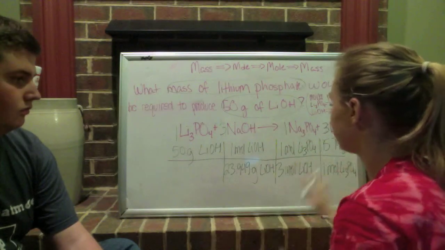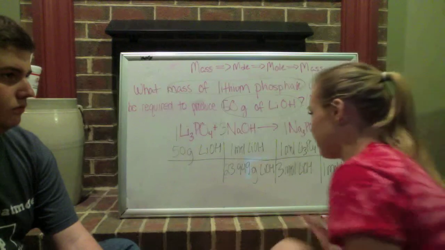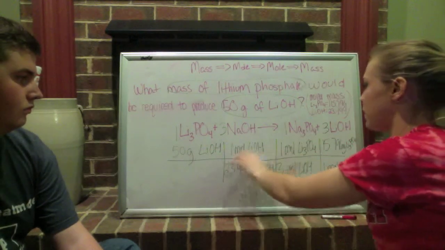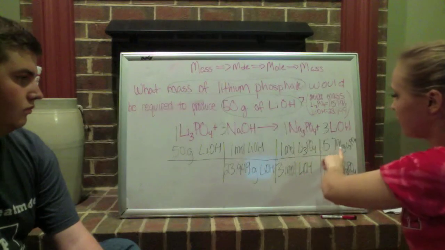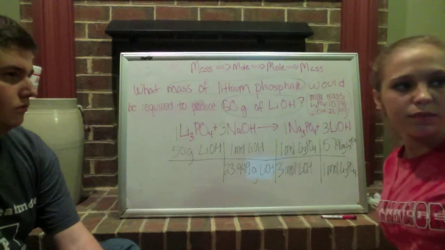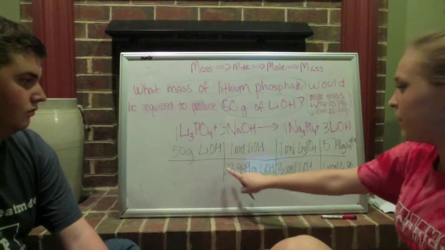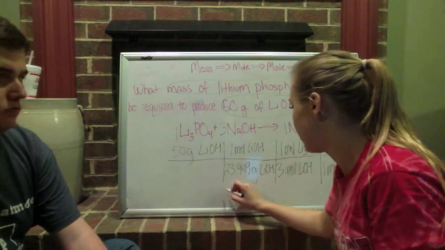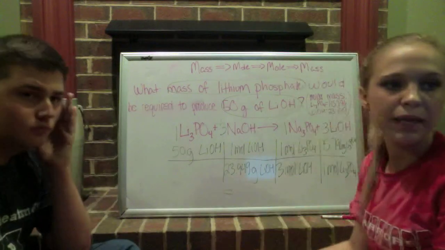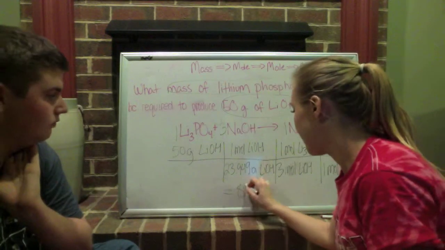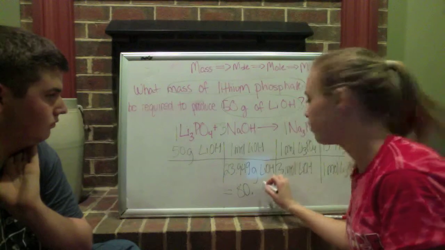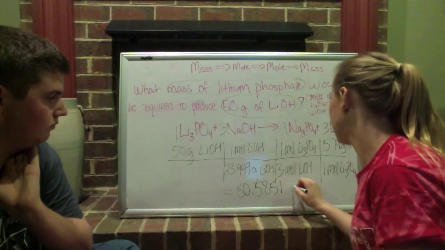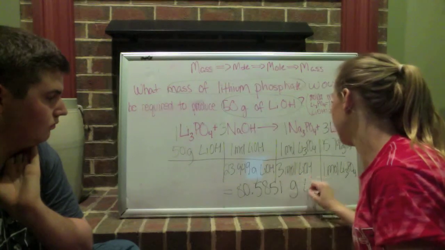Now all you're going to do is multiply across the top and divide by everything on the bottom. So that would be 50 grams of lithium hydroxide times 1 times 1 times 115.796, and then you divide that by 23.949 times 3. And your answer should be 80.5851 grams of lithium phosphate.